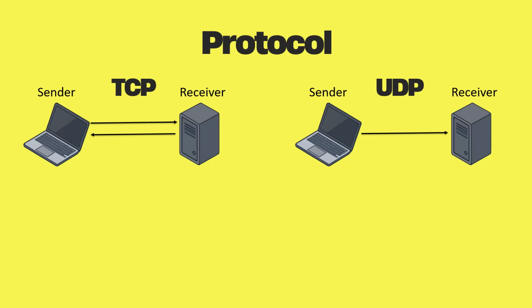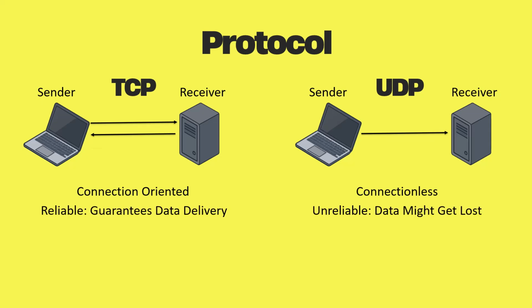So the differences between them is that TCP is connection oriented, which means before you send any data, first you need to establish a connection between those devices. But UDP is connectionless, which means you can just send the data without establishing any connection. The second difference is that TCP is reliable, which means it guarantees your data will reach the receiver. But UDP is unreliable, and sometimes your data might get lost.